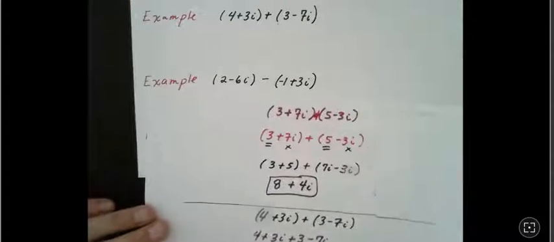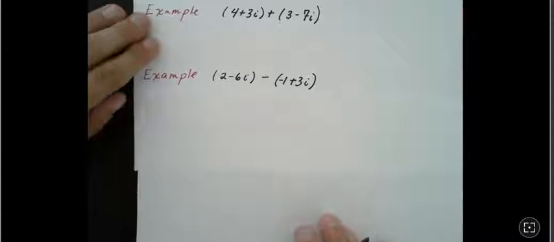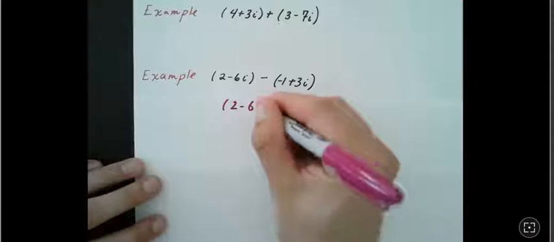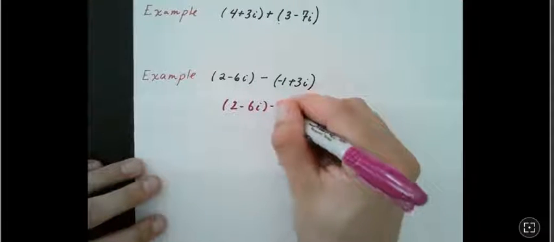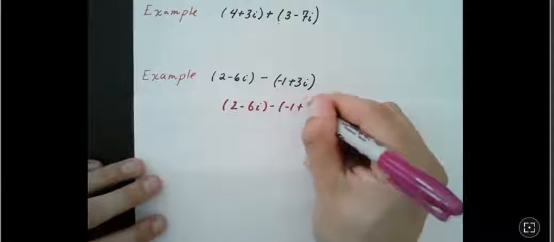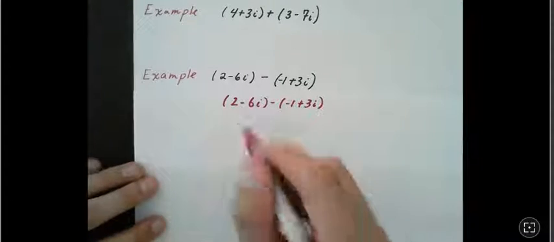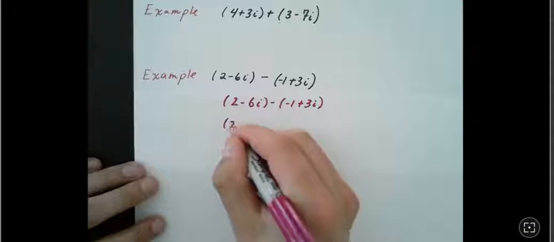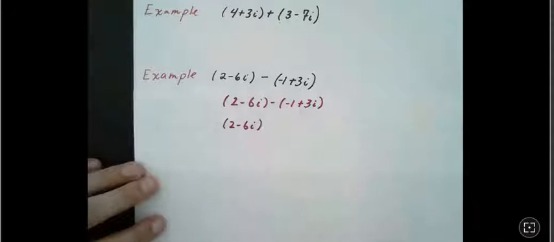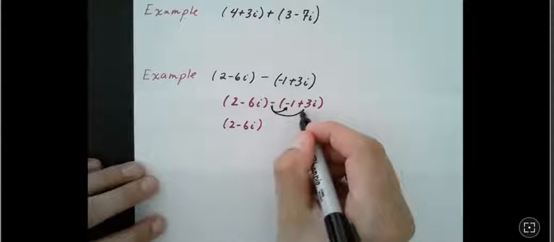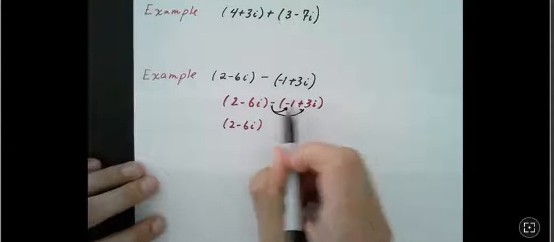The last 2 examples I have for you are subtraction. So subtraction's handled a little differently. You don't want to drop the parentheses necessarily. So I have 2 minus 6i minus negative 1 plus 3i. What I'm going to do here, I got to be really careful. I'm going to do the 2 minus 6i, but the minus, you can't just drop the parentheses. You actually have to distribute the minus through. Really what it's saying is the opposite of what's in parentheses.